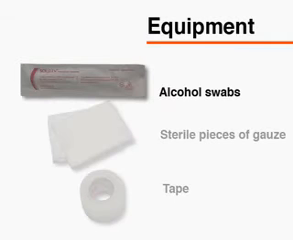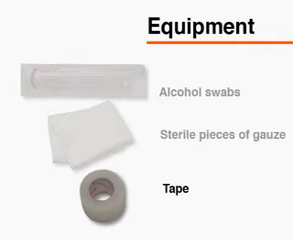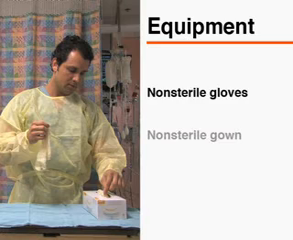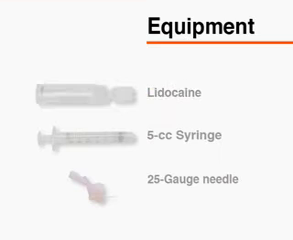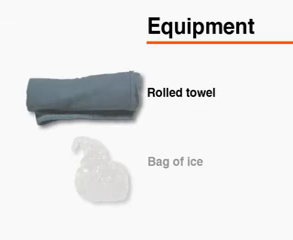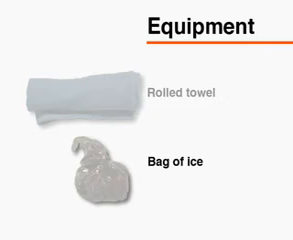You will also need the following: alcohol swabs, sterile pieces of gauze, tape, non-sterile gloves and a non-sterile gown, 1% lidocaine without epinephrine for local analgesia, a 5cc syringe with a 25 gauge needle, a small rolled towel to place under the wrist, and a bag of ice in which to transport the sample to the lab if required.